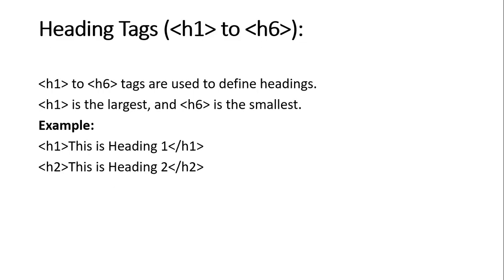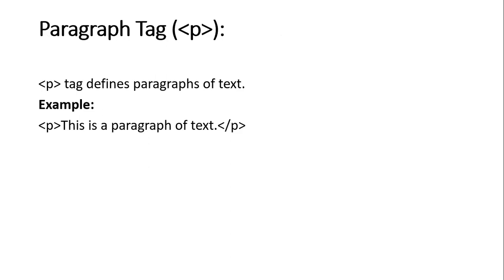The next tag is the paragraph tag. If you want to give some text as paragraph content, then you can use the P tag. For example, we start with the P tag and I'm giving the content here: this is a para of text. Then I close it; I have to give the closing end of the tag also, the slash P tag.